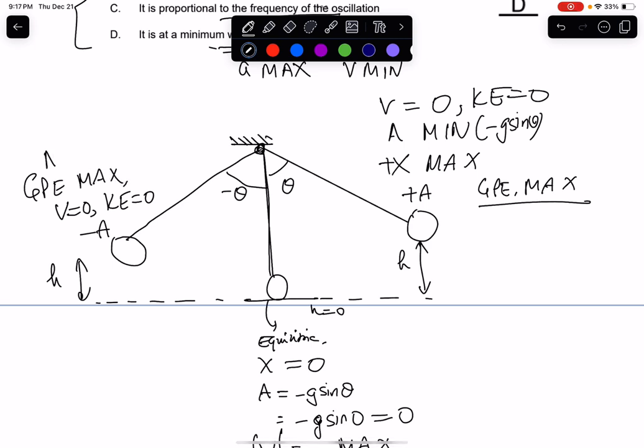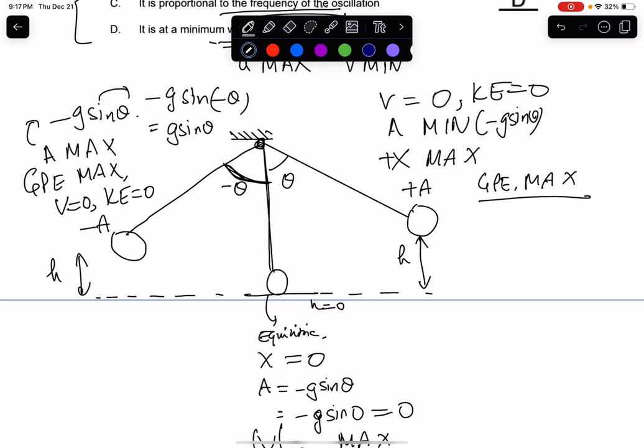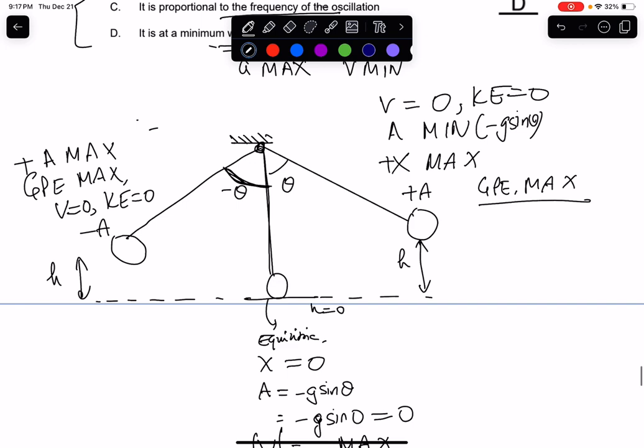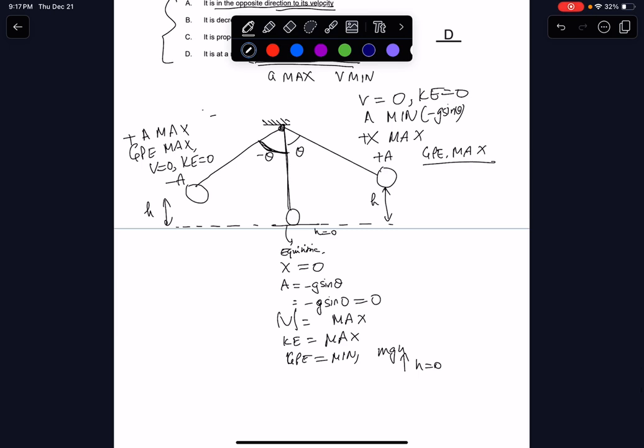You know that in this case, the acceleration over here is also going to be maximum. And the reason is because the acceleration is negative g sine of theta. But over here, because theta is negative, this is negative g sine of negative theta, and so sine of negative theta is negative sine of theta. So this just becomes g sine of theta, which is why you get maximum acceleration, because it becomes positive. Okay. So you've got maximum acceleration, right? The kinetic energy. Okay. So I think that sort of concludes it, right?